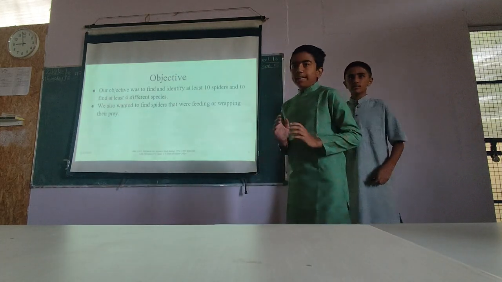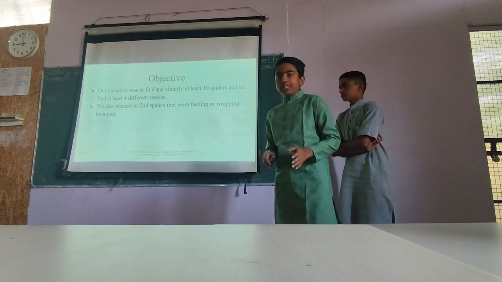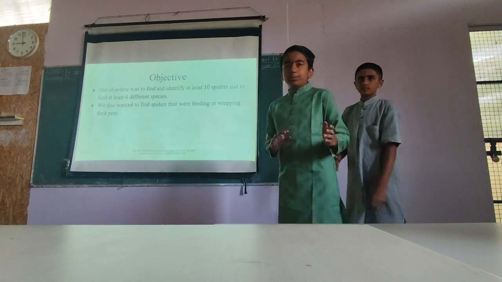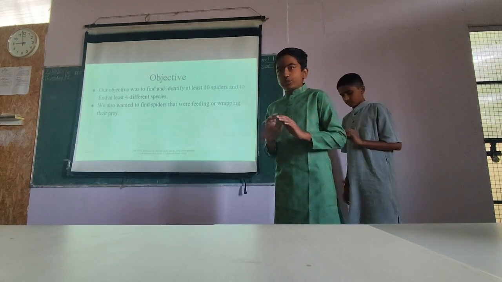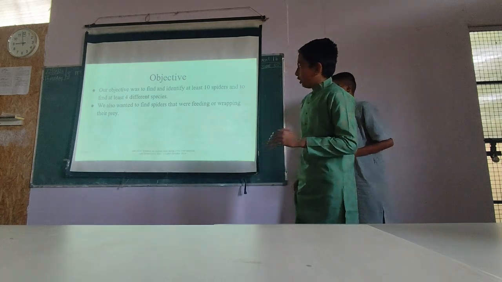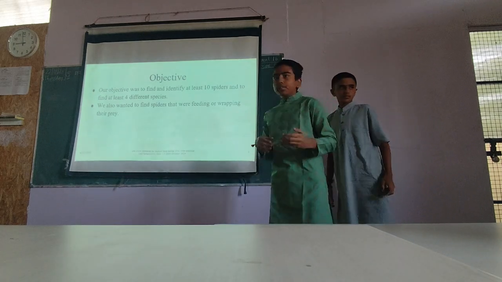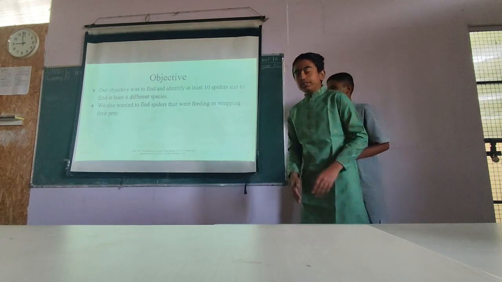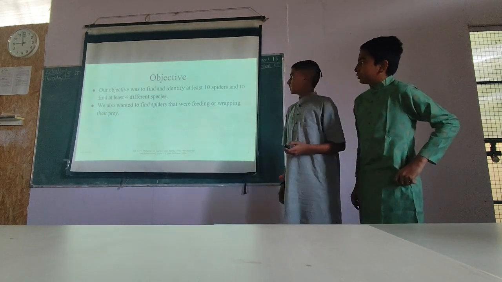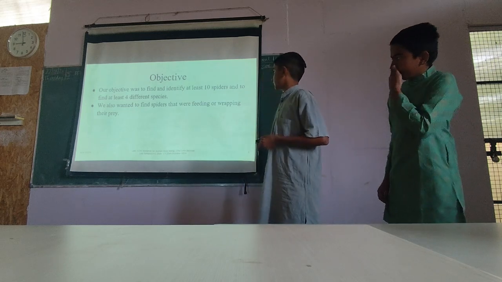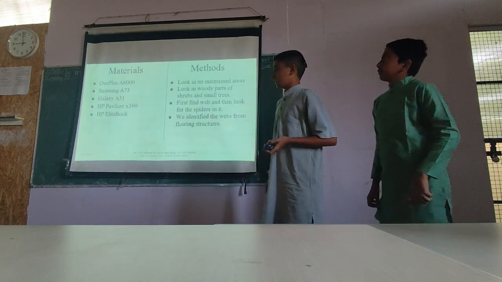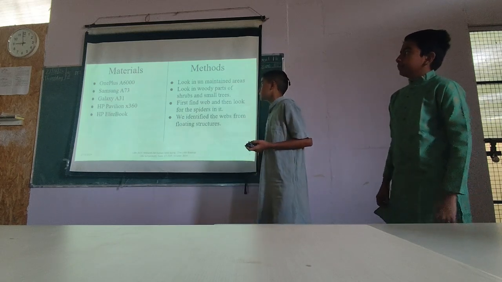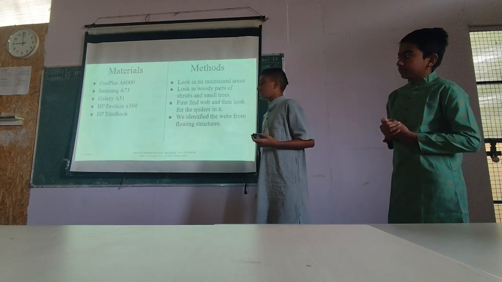Our objective was to find at least 10 types of spiders and 4 different types of them. But we found 20 types of spiders, and each and every one of them was different. We also wanted to find spiders that are feeding or wrapping their prey, but unfortunately we couldn't get that. As Pranava said, we wanted to find as many as possible. We used 3 phones, and we used our laptops to make this PPT.